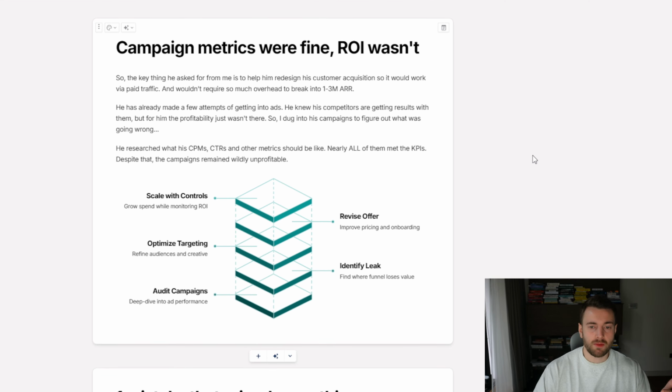So campaign metrics were fine, but ROI wasn't. The key thing he asked from me was to help him redesign his customer acquisition so it would work via paid traffic and wouldn't require so much overhead to break into 1 to 3 mil ARR. He had already made a few attempts at getting into ads, and he knew his competitors are or were getting results with them, but for him the profitability just wasn't there.